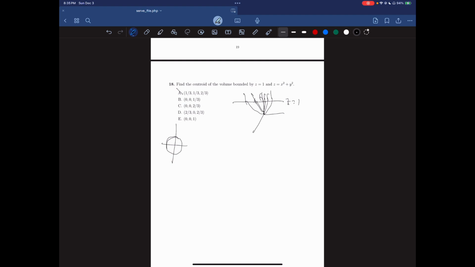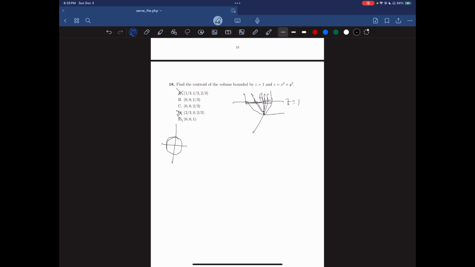So we know A and D immediately cannot be wrong. And just looking at E, I don't think E is going to be the answer because we're ending at z equals 1, and it's very unlikely that there's going to be so much mass concentrated at z equals 1. And in fact, the mass density is constant.